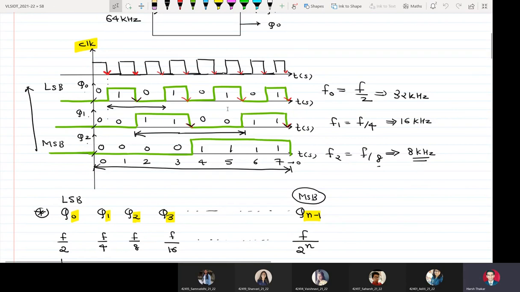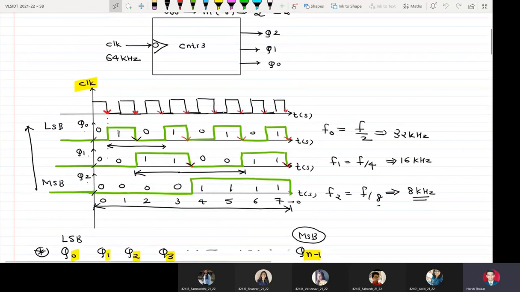And we can see by waveform analysis that when the bit Q0 completes one cycle, the clock completes 2 cycles. That means the frequency of Q0 is F upon 2. Similarly, we see that when the bit Q1 completes 1 cycle, the clock has completed 4 cycles. That means the frequency of the bit Q1 is clock frequency upon 4. Similarly, when the MSB bit Q2 completes 1 cycle, the clock has completed 8 cycles. That means the frequency of Q2 is F by 8.